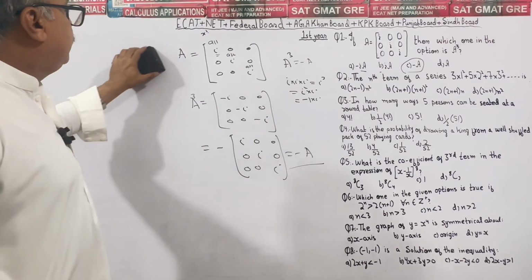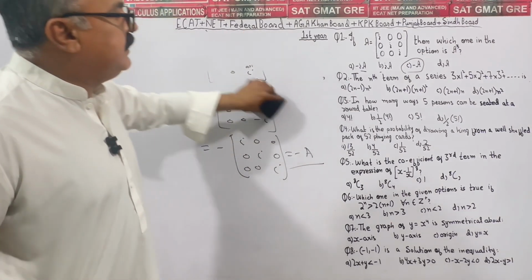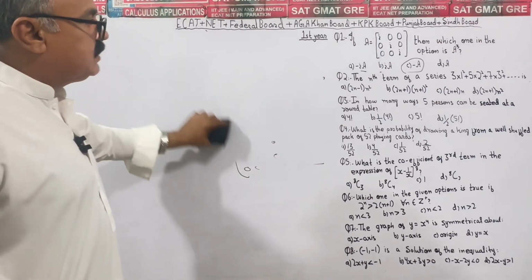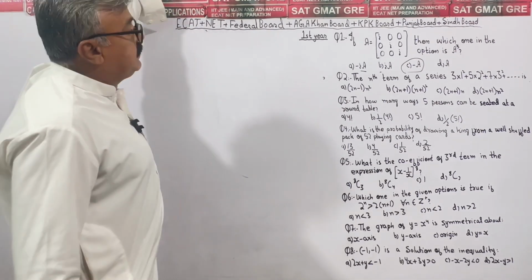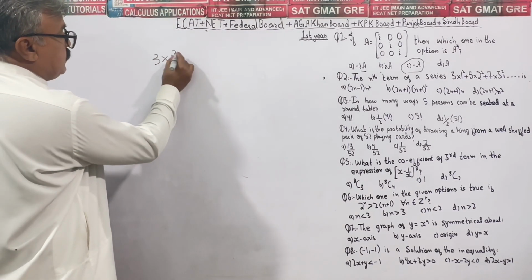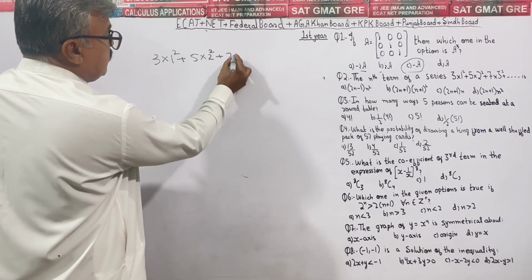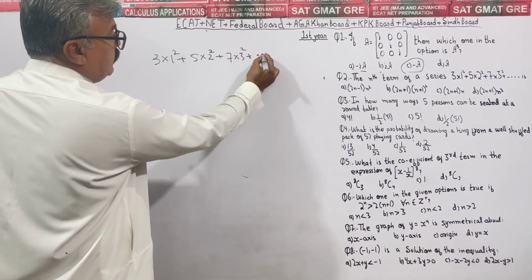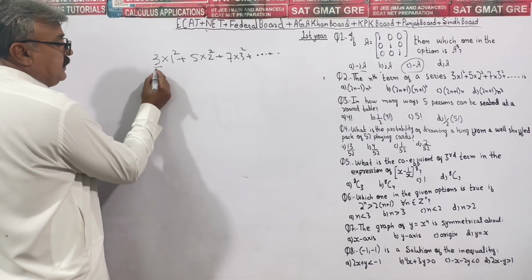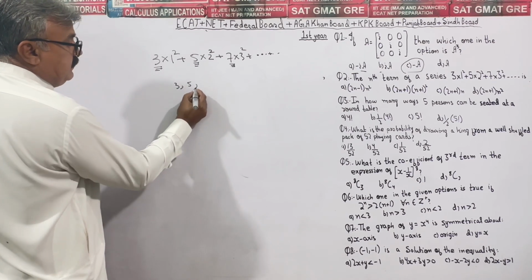Moving one step further, we have a mixed sort of series: 3 times 1 square plus 5 times 2 square plus 7 times 3 square, and so on. We are asked to write its nth term. The dots are standard, to show continuity. Look at the first factor of each term: 3, 5, 7.